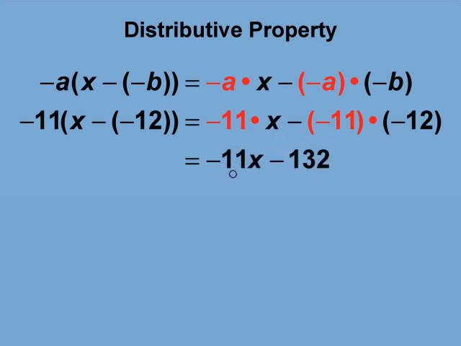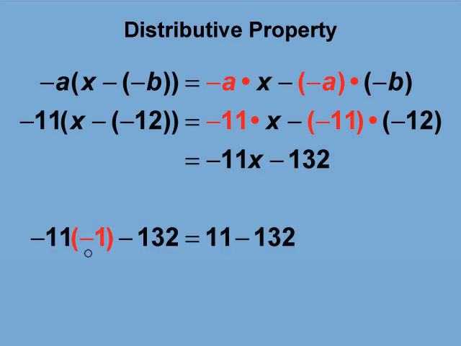The x term gets a negative coefficient, and the second term has two negative signs, along with the subtraction symbol, which results in subtraction. We get -11x minus 132. We evaluate this expression for x equals -1, as shown here. We get 11 minus 132, which is -121. Let's look at a final example.